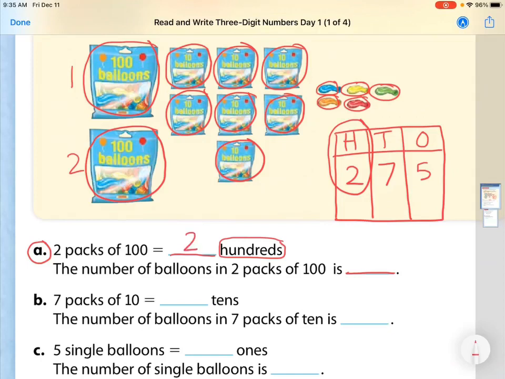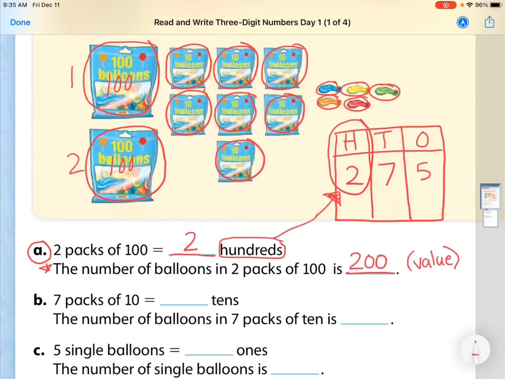Okay? This part of the problem, the number of balloons that I have in 2 packs of 100 is. Now it wants the value. What is the total number of balloons if I have 100 here and 100 here? If I add those two numbers, what do I get? My answer is 200. So this is asking the value. And this just simply wants to know how many hundreds we have. That's this one.